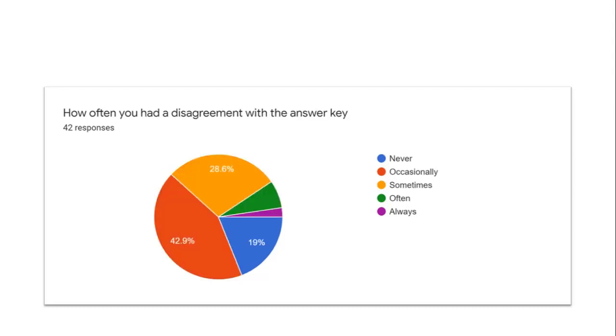Then we asked if you had disagreement with the answer key. Only 19% said that they never had any disagreement with the answer key, but overall 81% felt some sort of disagreement with the answer key. But again, in spite of feeling this disagreement, none contacted the primary presenter or primary faculty member. This is something you all can do. We are open to objections, and you can always contact us back if you feel there is any problem in the question.